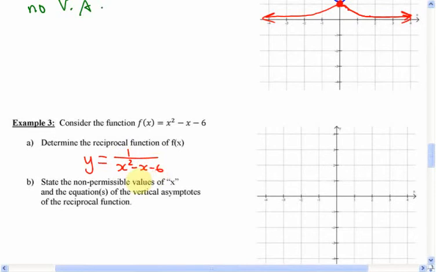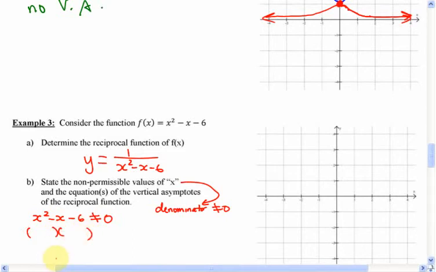So now, after this, don't graph yet, but I'm saying state the non-permissible values of x, and then find the equations of the vertical asymptotes. Okay, so remember, the NPVs come from where? You look at the denominator, and then you can't have the denominator equal to 0. So what you're really saying to me is x squared minus x minus 6 cannot be equal to 0. How do we solve for x? Factor.